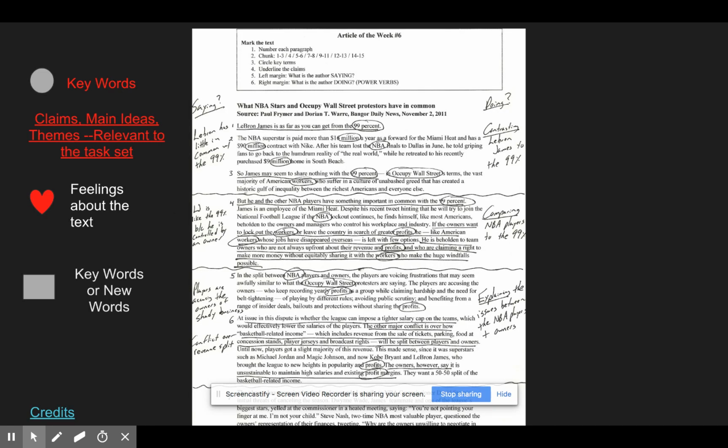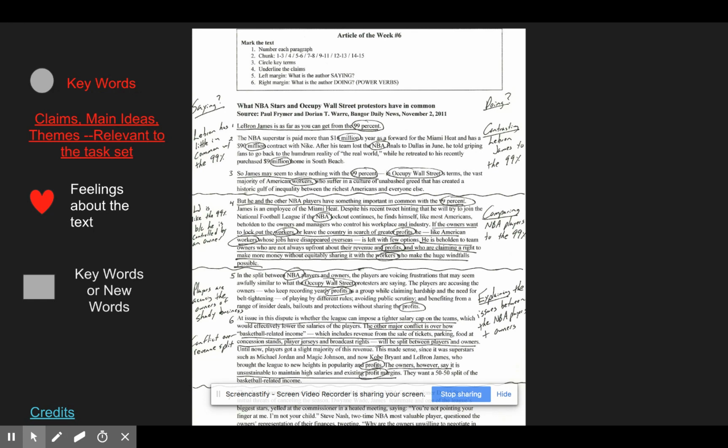So here's a text that's nonfiction, and you'll notice that there are annotations in here, but you'll also notice symbols. Keywords are circled. Claims, main ideas, and themes relevant to the task set are underlined.